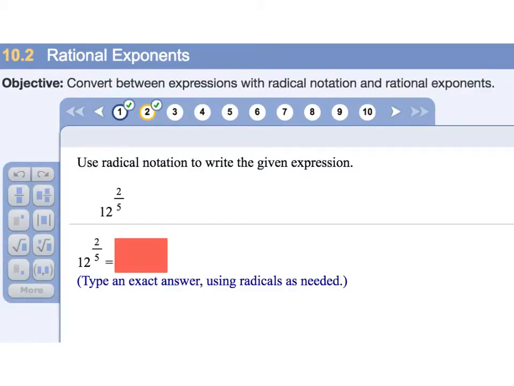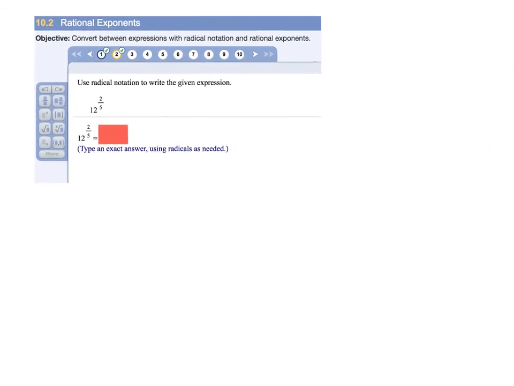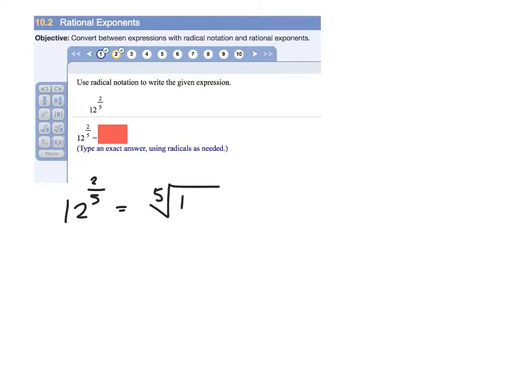So here, they want us to change this expression into radical notation, but it's possible that we're also going to have to do some simplifying. So let's do that. Let's get over here on some scratch paper, and so you've got 12 raised to the 2/5 power. So we know that that becomes the 5th root of 12 to the 2nd power. So how do you simplify that? Well, this becomes the 5th root of 12 times 12, because that's what the 2nd power means, right?